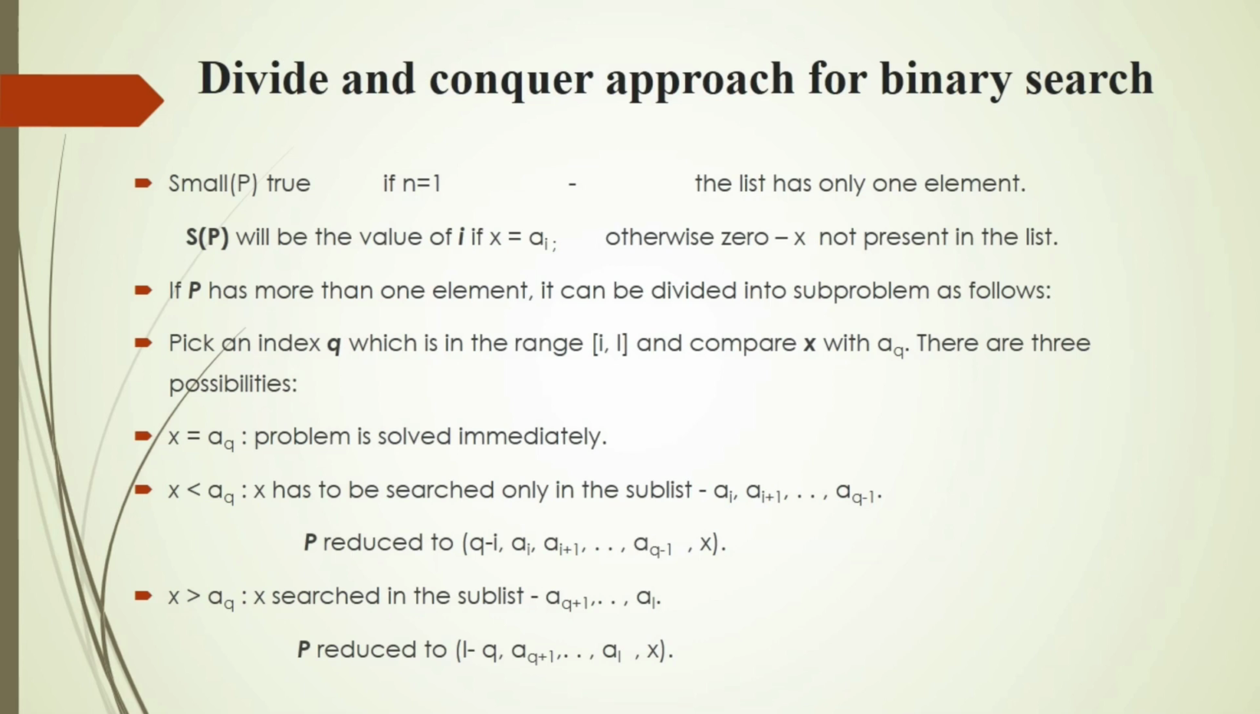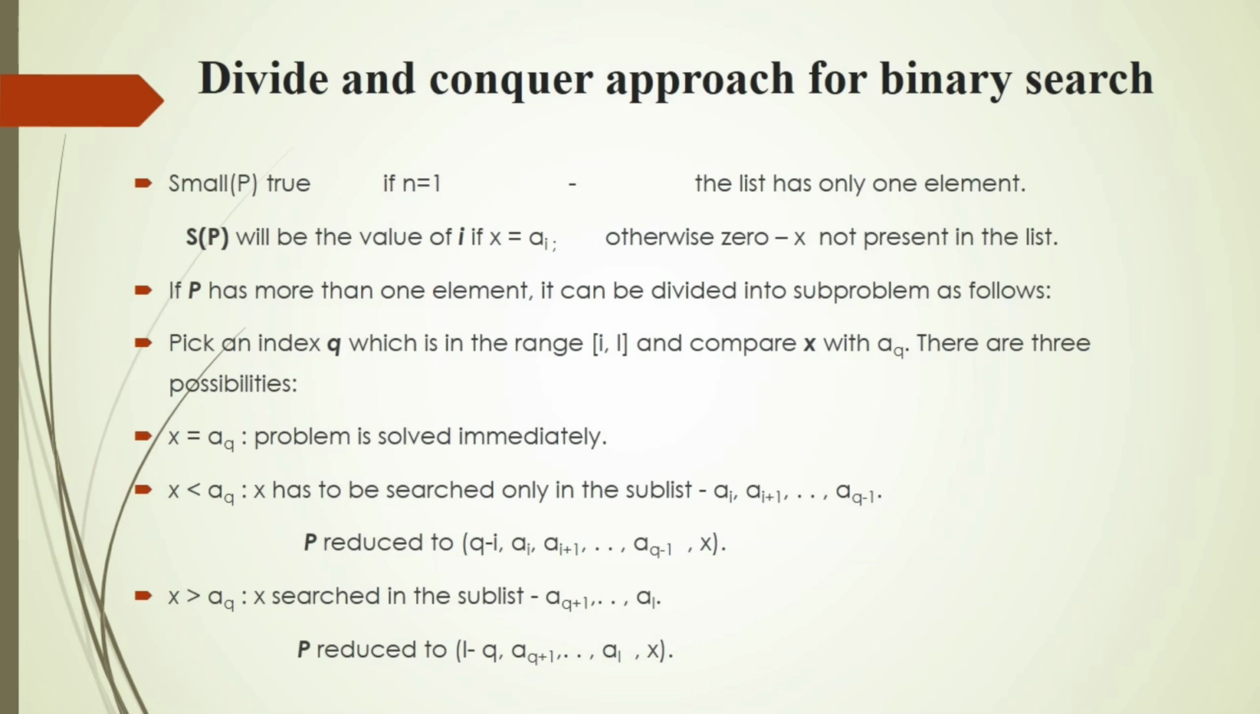Either x matches with the element in the array that is present at the qth position or qth index, or the key element x will be lesser than the element which is present in the array at index q, or the key element x is larger than the element which was present at the qth index in the array. So if the key element matches with the element in the array at position q, then you are going to get the solution immediately.